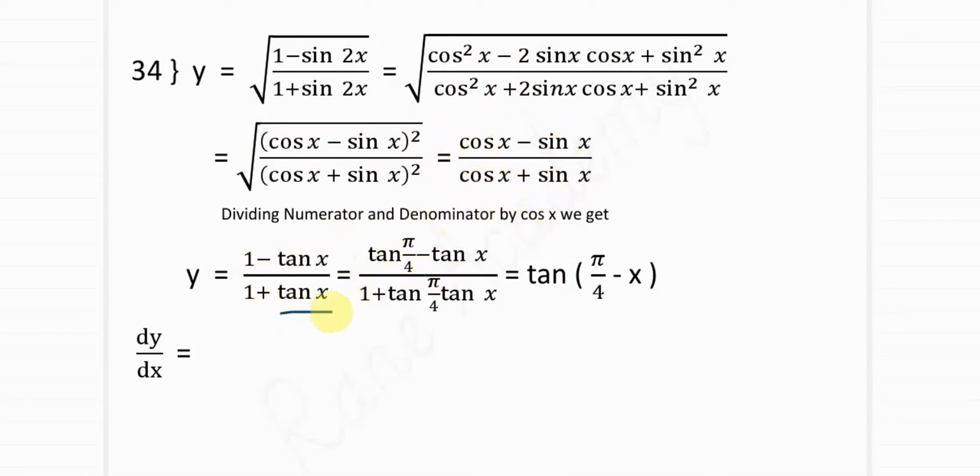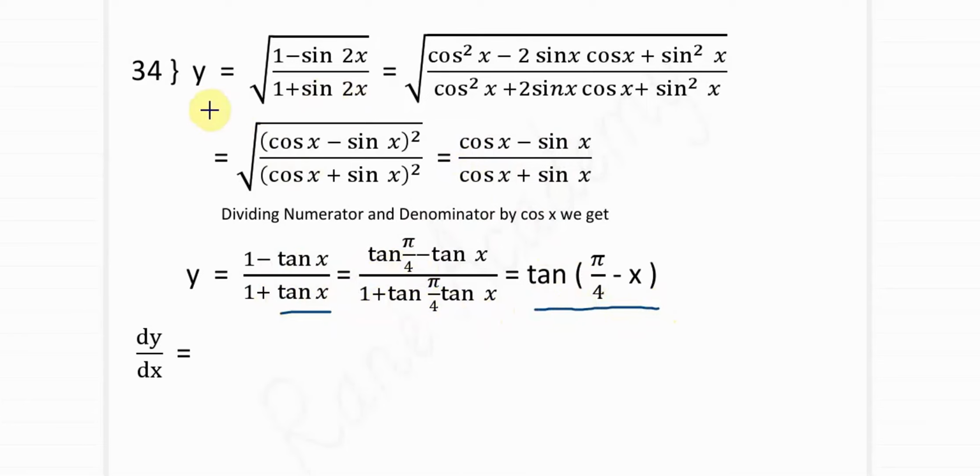Now here, in 1 plus tan x, I can say 1 into tan x. So we replace this 1 by tan pi by 4. So we get tan pi by 4 minus tan x upon 1 plus tan pi by 4 into tan x, which ultimately gives us tan of (pi by 4 minus x). So the complicated function has been reduced to a simpler one using trigonometric identities.